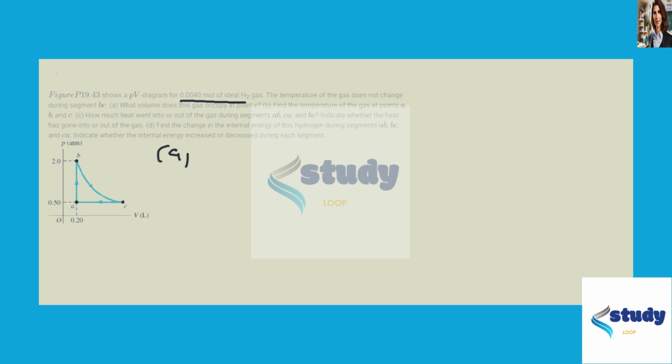Okay, so to find this volume, we need to start from state B. We need to use the state equation PV equals nRT. So we will have PB VB equal to nRTB. And also we have PC VC equal to nRTC.